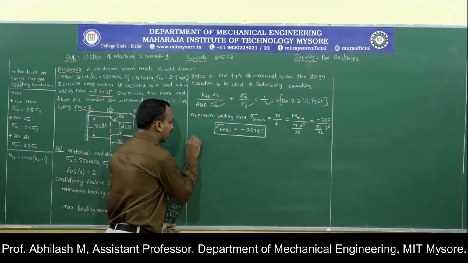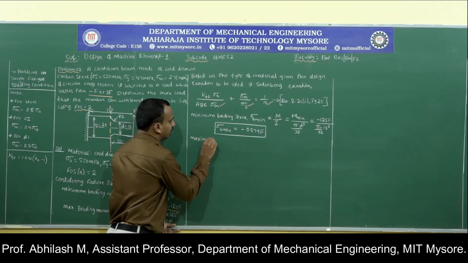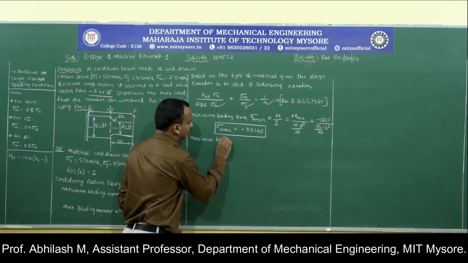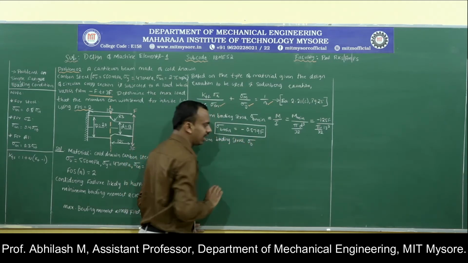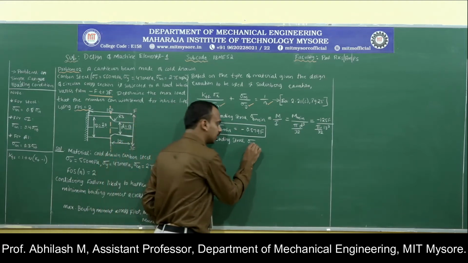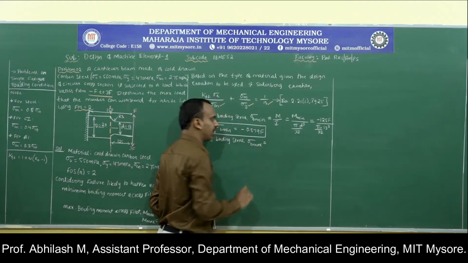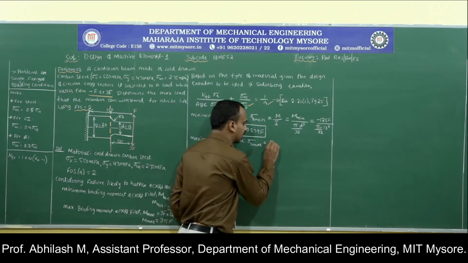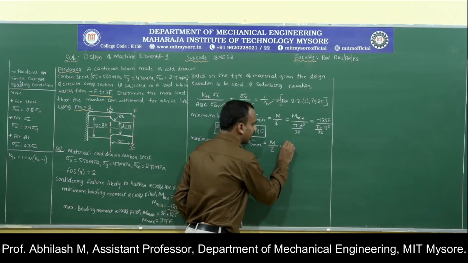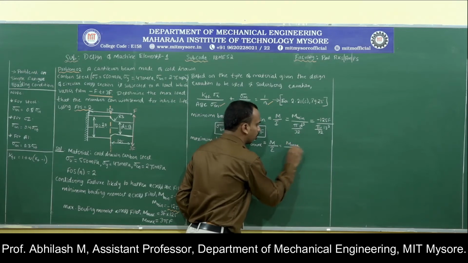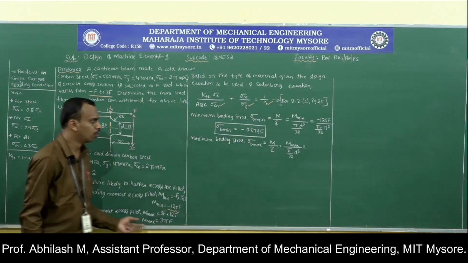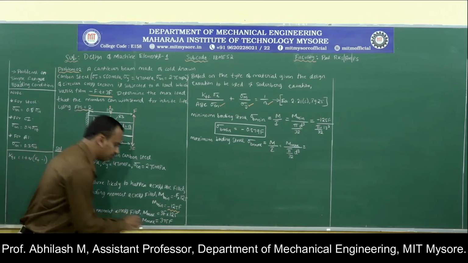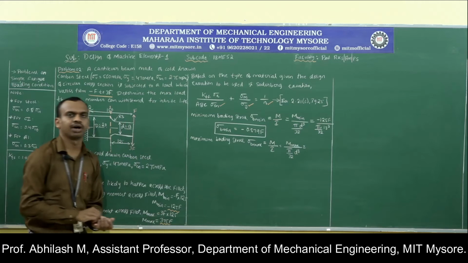Similarly, I am supposed to calculate the maximum bending stress, denoted by sigma B. Again, we know the expression: it is given by M divided by I, where M will be the maximum bending moment and I will be pi by 32 into d cubed. Do we know the maximum bending moment value? Yes, the value is 375 F.